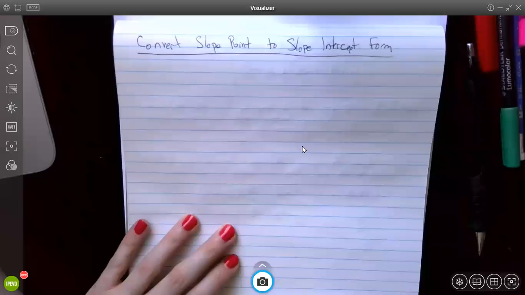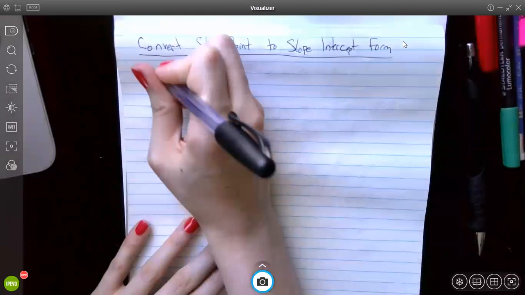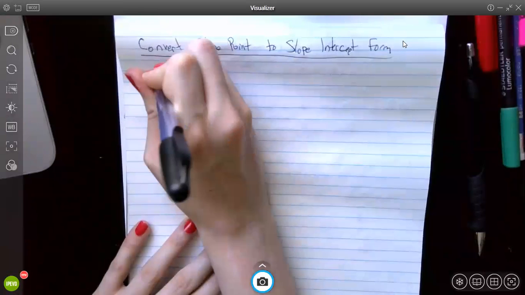Okay, the last thing that we're going to look at is how to convert slope point form to slope intercept form. Just super important to know how to do. So we're going to start with an equation in slope point form.